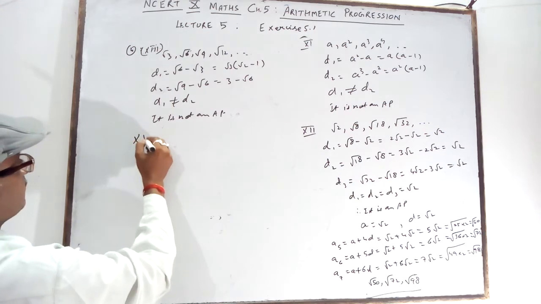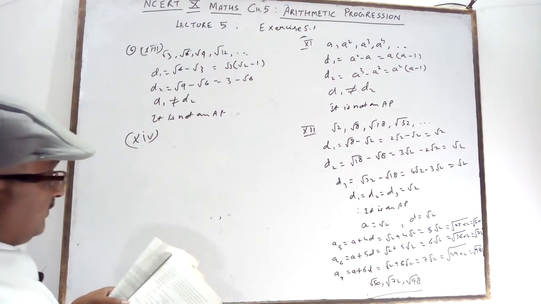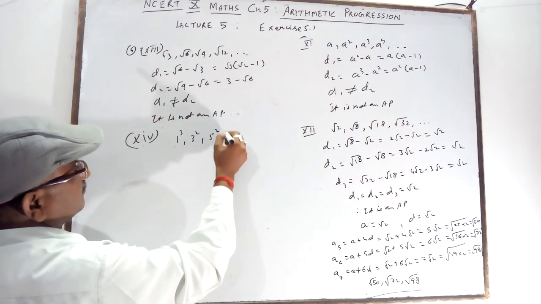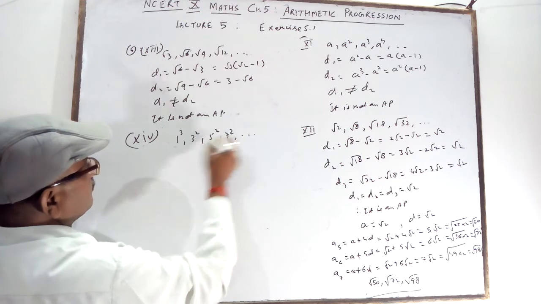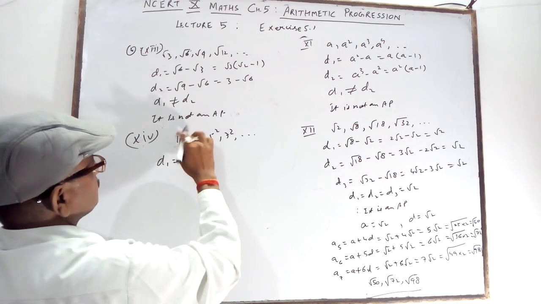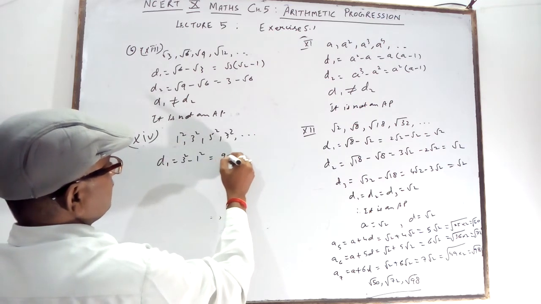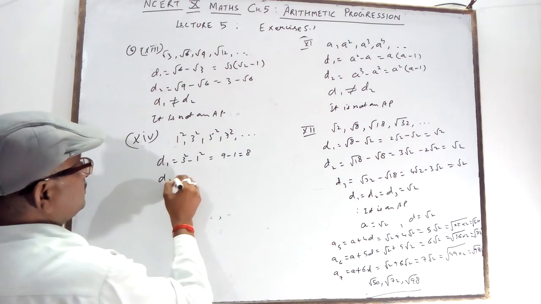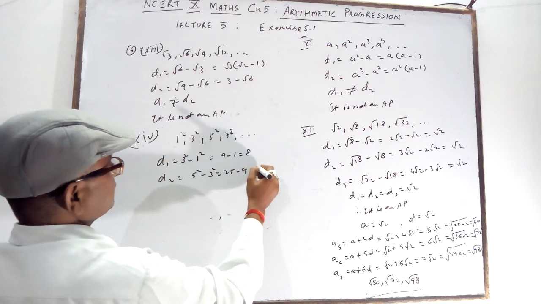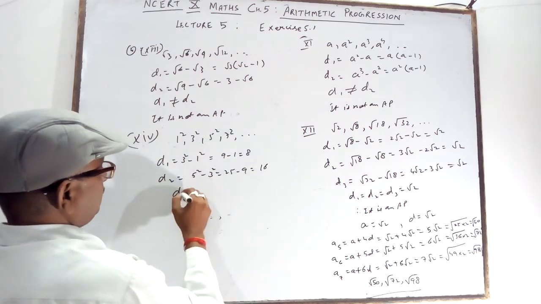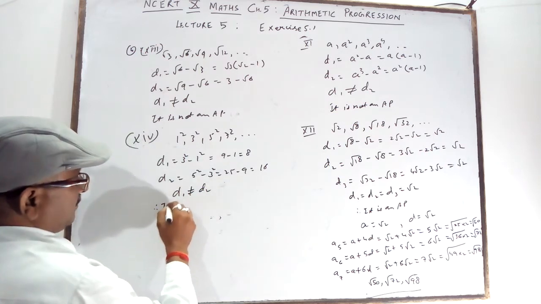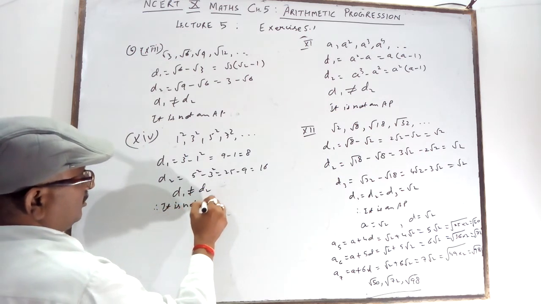In the 14th part, it is given 1 square, 3 square, 5 square, odd number squares. d1 is equal to 3 square minus 1 square, 9 minus 1, that is 8. d2 is equal to 5 square minus 3 square, 25 minus 9, that is 16. So d1 is not equal to d2. Therefore, it is not an AP.